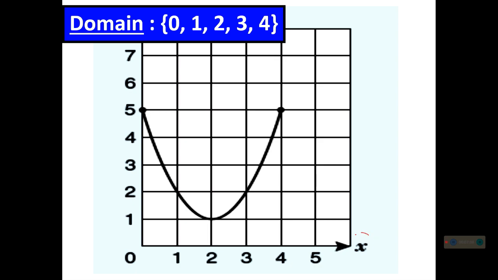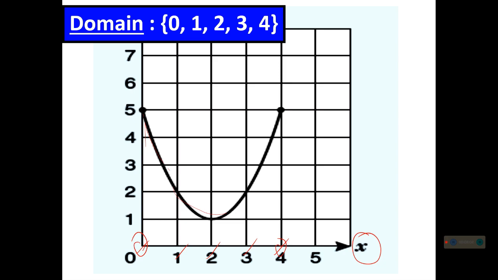Why? As you have seen, this is our x. This touches 0, and then we have here 4. So therefore, since it runs from 0 to 4, that's why we have 0, 1, 2, 3, 4 as our domain. I hope you get it.